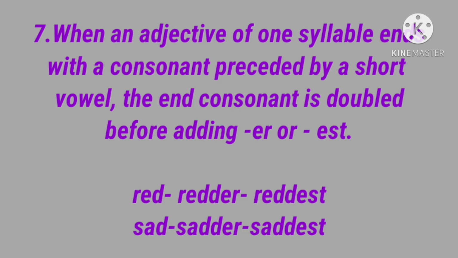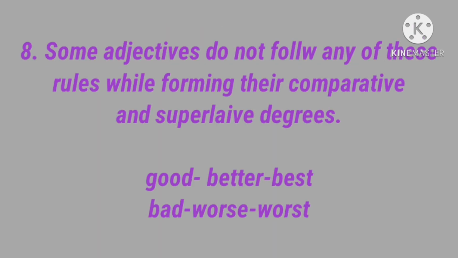When an adjective of one syllable ends with a consonant preceded by a short vowel, the end consonant is doubled before adding ER or EST. Eighth one, some adjectives do not follow any of these rules while forming their comparative and superlative degrees. Examples: good, better, best. Bad, worse, worst.